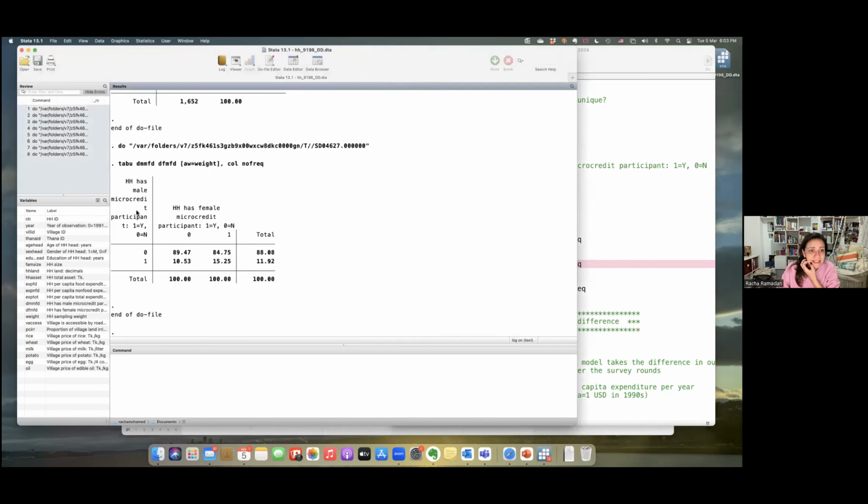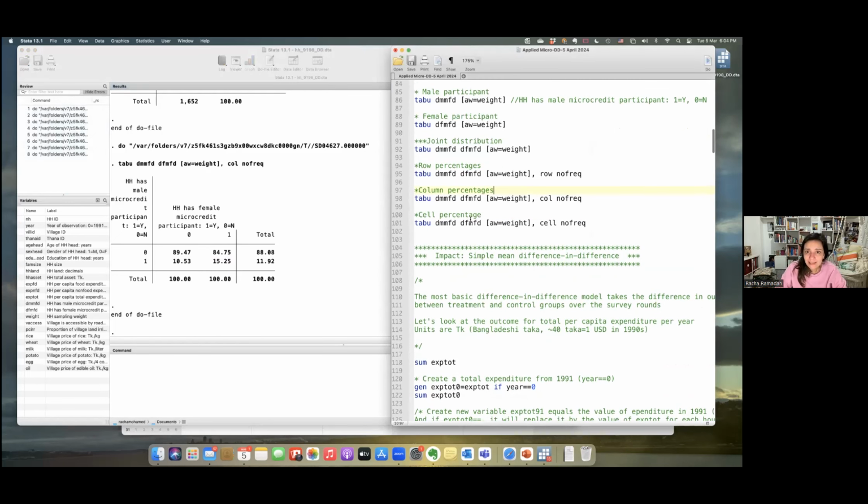So here I can see that among households who have a male participant in the microcredit program, okay, sorry, let's read it by column. Among households who have a female who participates in the microcredit program, 15% also benefit from the male microcredit program. Okay, so in some households not only females benefit from the program, but also males.